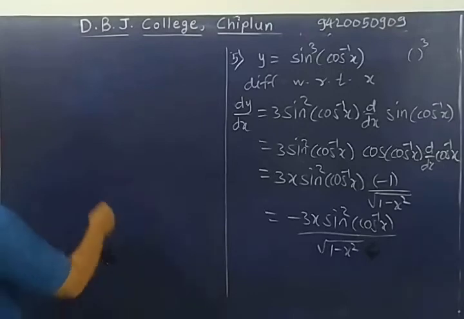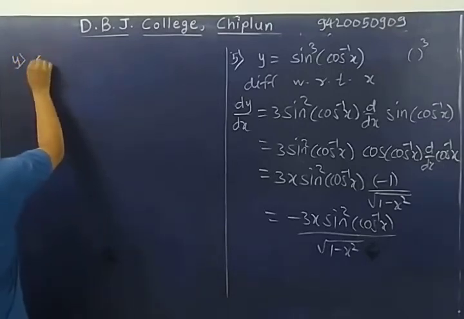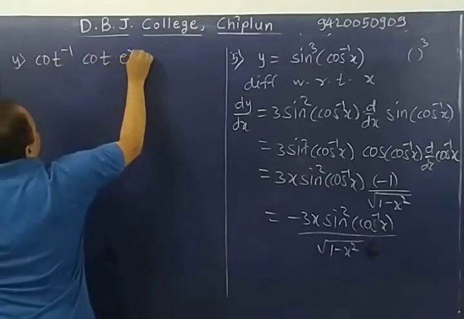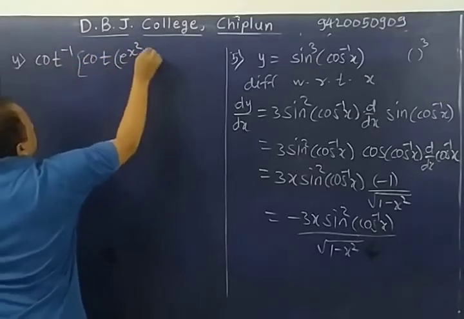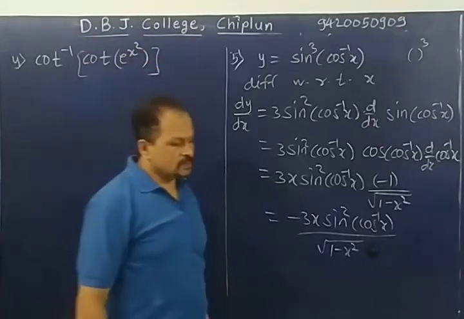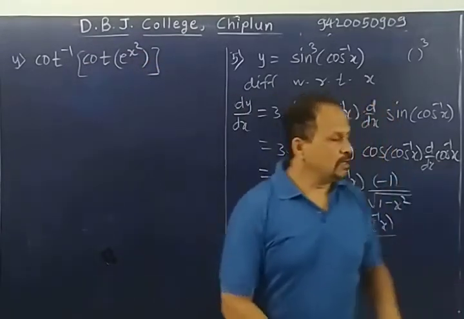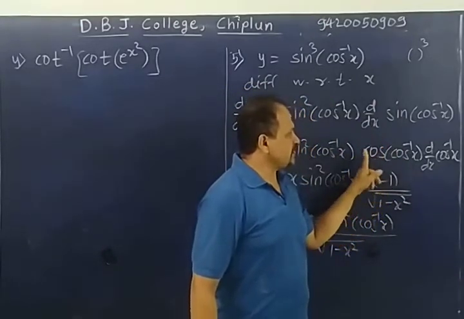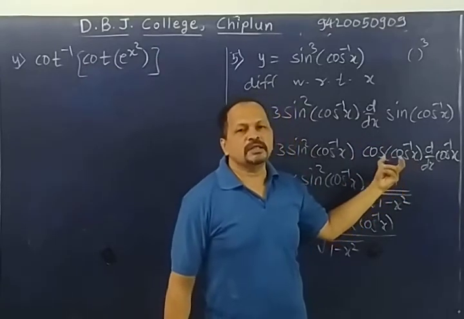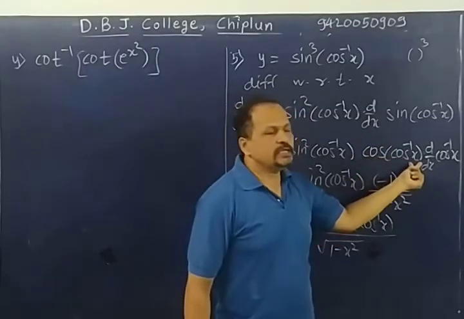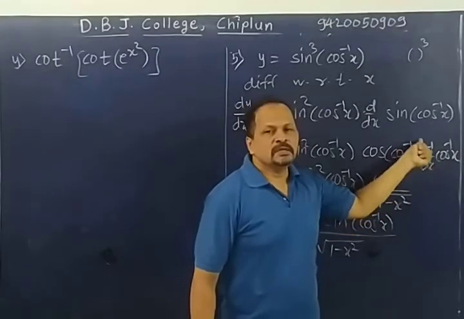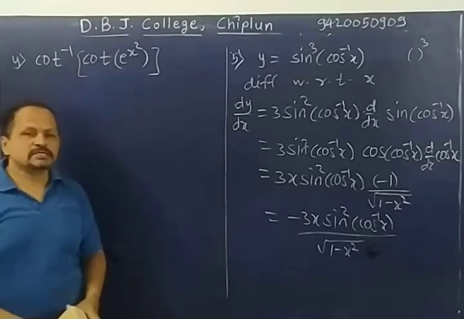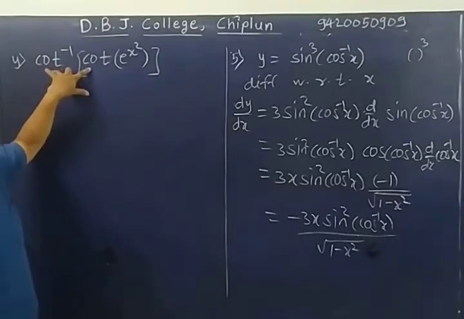Next one is very simple. y is equal to cot inverse cot e raised to x square. Here in this problem, the cos of cos inverse kind of term is there. Function and its inverse, when they come together in composition, they cancel out each other and the only remaining thing is their argument. Here also cot inverse cot, they are inverses of each other, therefore these two will get cancelled.